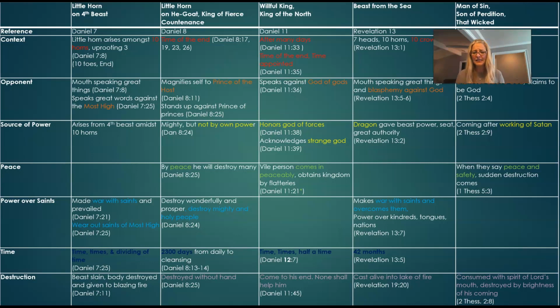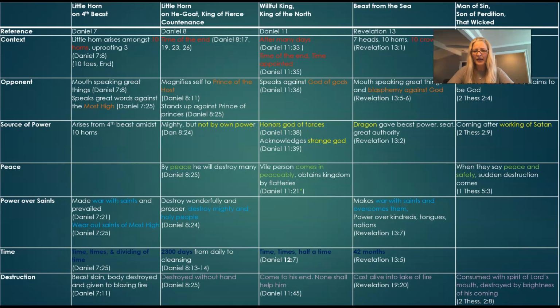Finally, the beast from the sea of Revelation 13 has power for 42 months. That's also 3.5 years. So we can see some definite similarities across the board in all of these different descriptions of the end time enemy, including his final destruction. The little horn of Daniel's fourth beast has his body slain and given to the blazing fire.